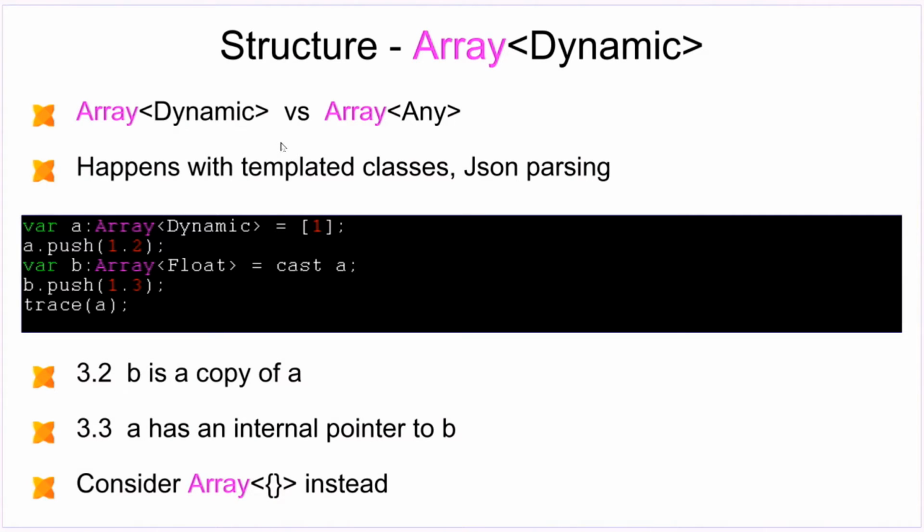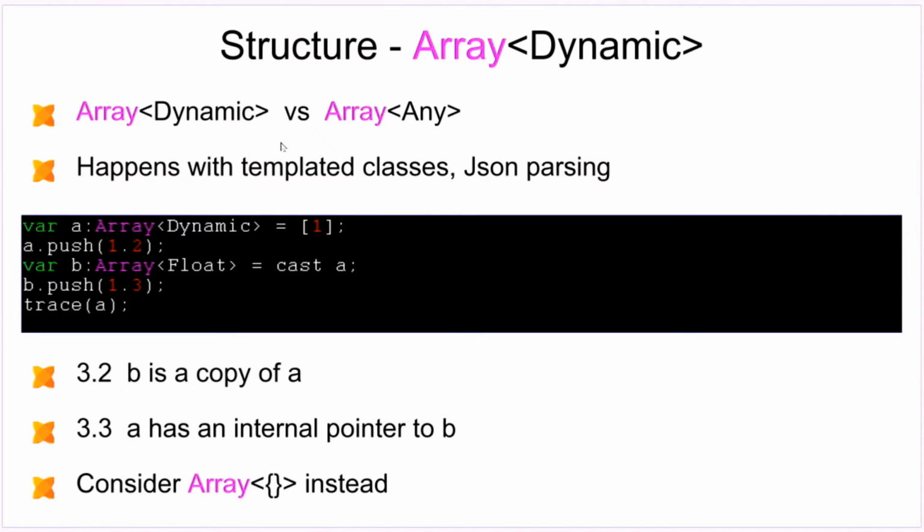And so you would run some code like this where you'd assign an array of ints to the array of dynamic, which is fine. I can then push a float onto this array of ints, which is also fine because it's an array of dynamic now. Then casting it into an array of float, which is kind of simulating something like a JSON parsing scenario, where the developer knows that it's an array of float because he stuck a bunch of floating point strings in his JSON string, but now Haxe has made this typecast.